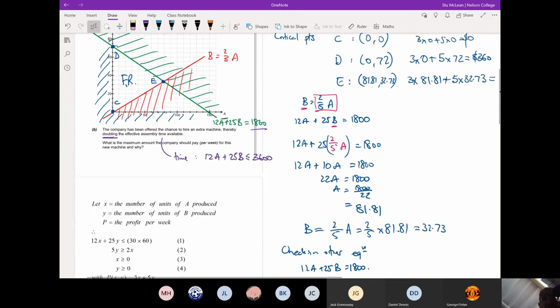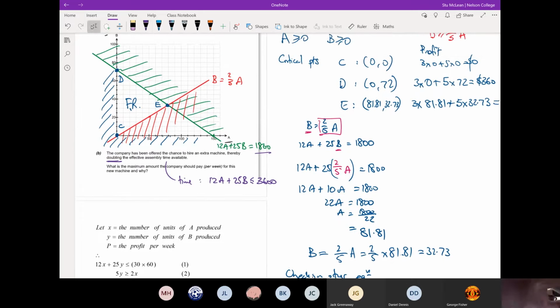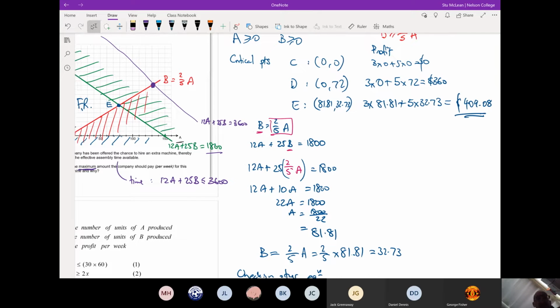And what that will do is move this green line out to a new line. It'll be somewhere out here. 12A plus 25B equals 3600. If I can find this new point here and work out its profit, the change in the profit will be how much I should pay, because I don't want to make less money than before. I don't want to have to pay more for the extra time than I actually get out of the extra time.